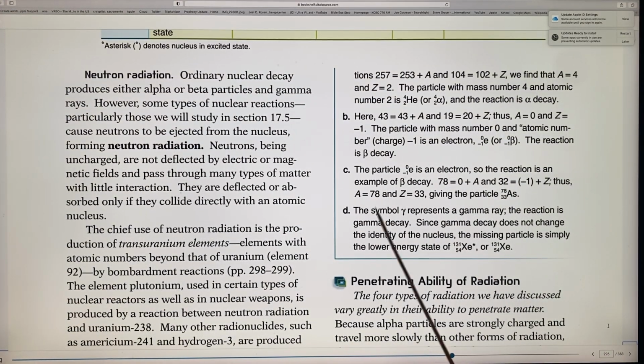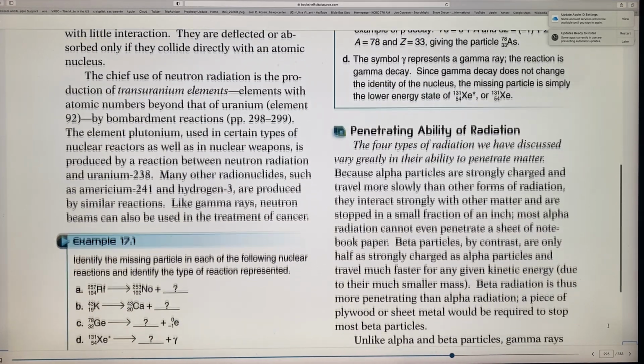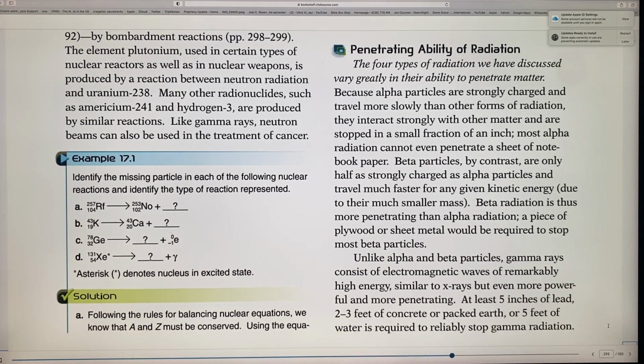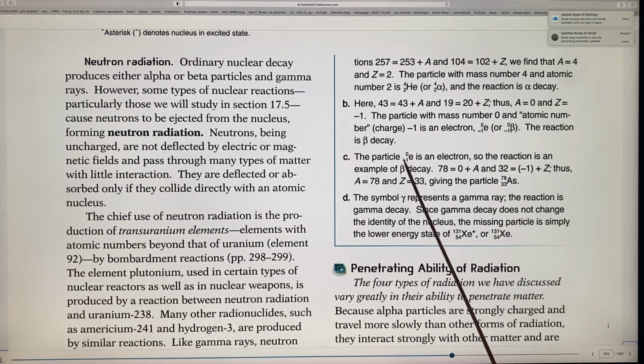So, where was that? Which one were we at here? The particle is an electron, so the reaction is an example of beta decay. Did we do that wrong or right? Yeah, that's what this is: when a neutron turns into a proton, it emits an electron, and this is beta decay. So we were right. Basically that particle is an electron, so the reaction is beta decay.